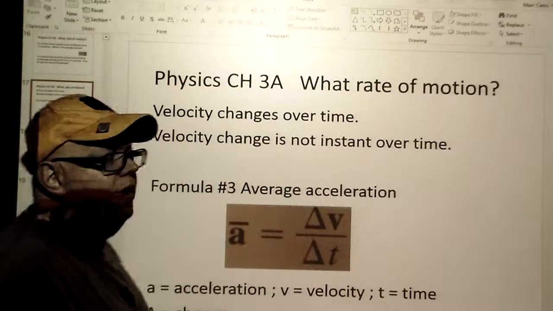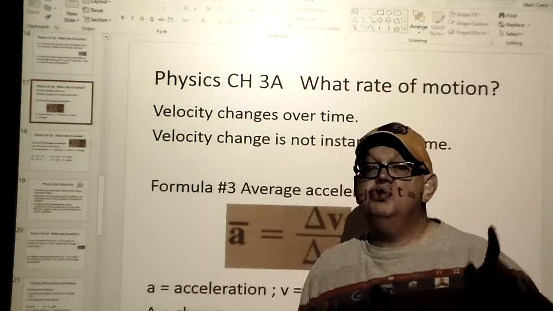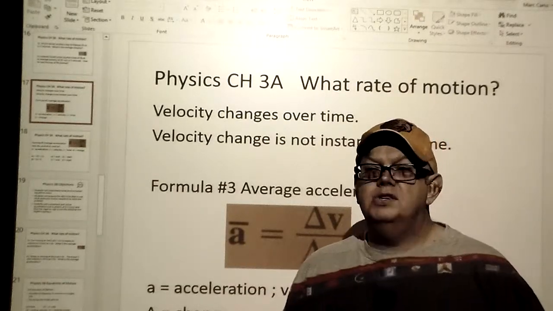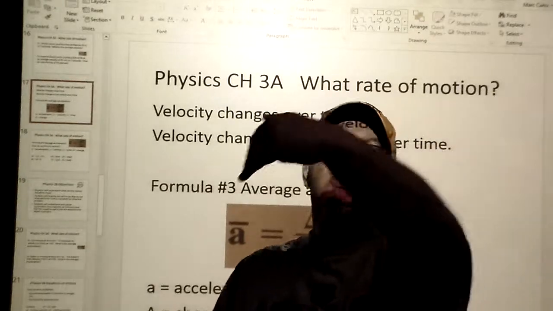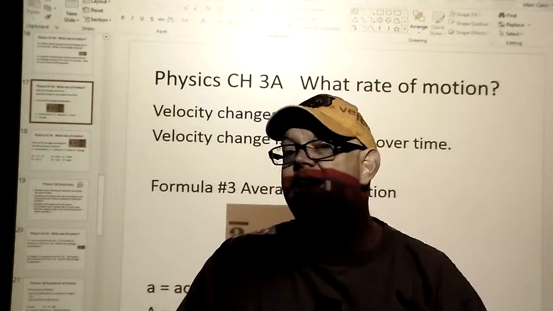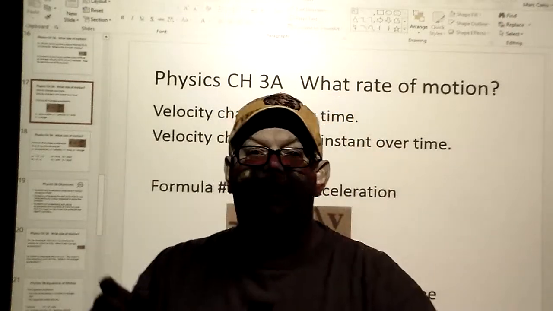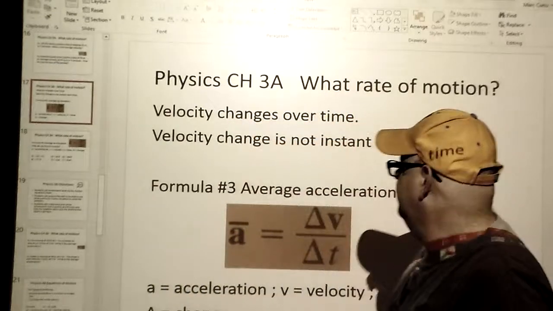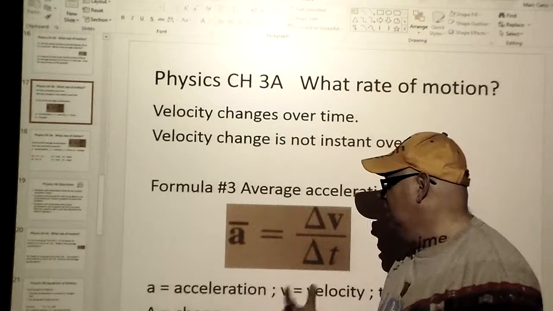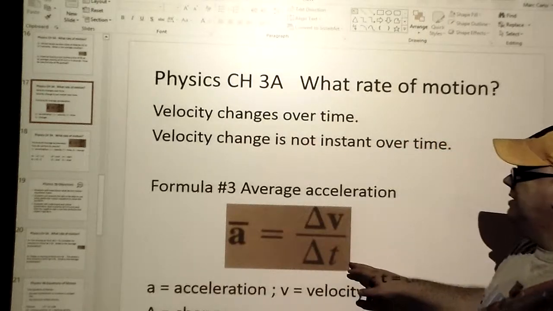Then we went to acceleration. So here's the thing about acceleration. Acceleration, this is where you get the meters per second per second. In other words, in 1 second, how much did your velocity change? If it's negative, it's decelerating. If it's a positive number, it's accelerating. That's the difference. Okay? So this is for a constant acceleration, an average acceleration, delta v divided by delta t.